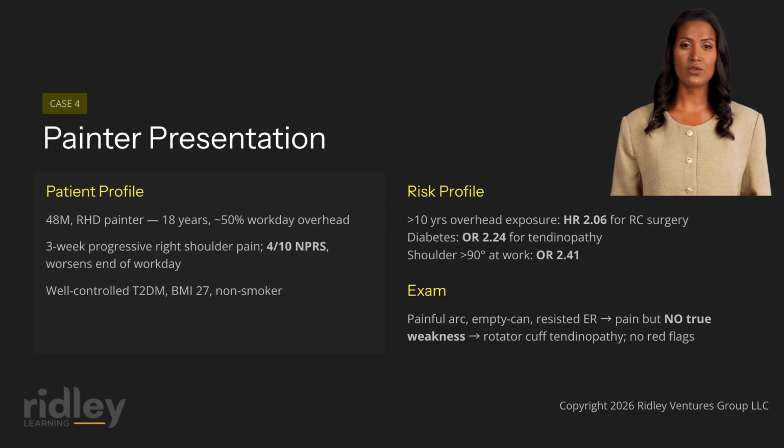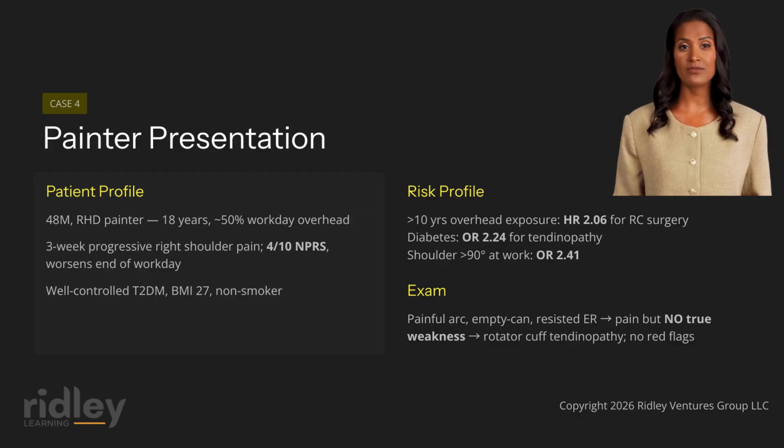The occupational health nurse recognizes this patient's elevated risk profile. Prolonged occupational exposure to overhead work with duration exceeding 10 years roughly doubles the risk of rotator cuff disease surgery over time. Diabetes roughly doubles the risk of rotator cuff tendinopathy, and work with the shoulder above 90 degrees carries approximately 2.5 times the risk.